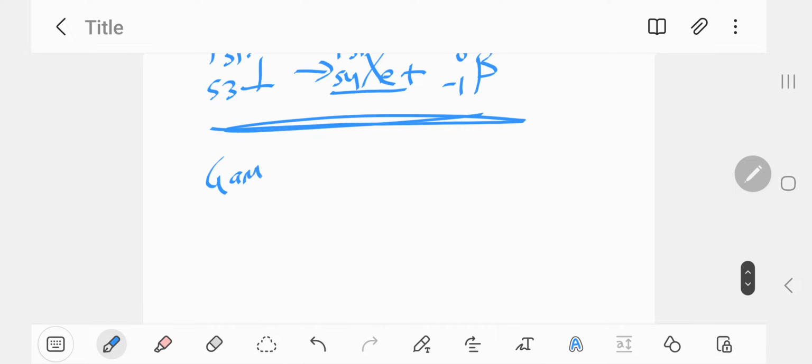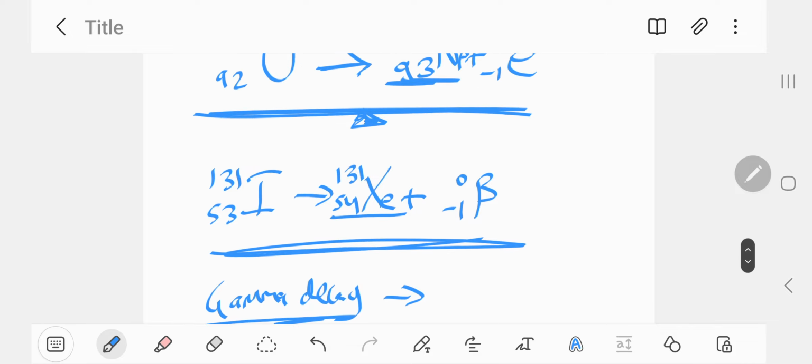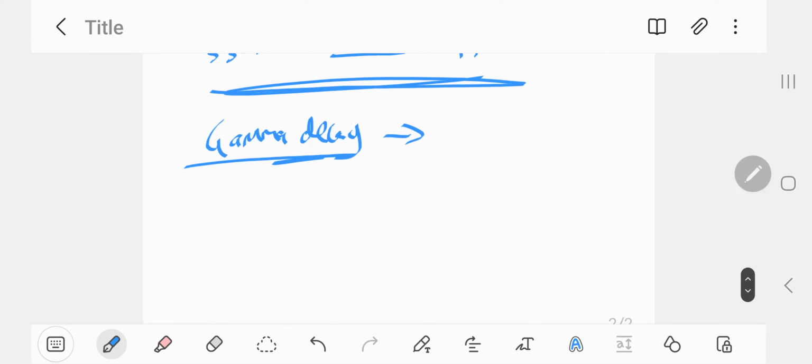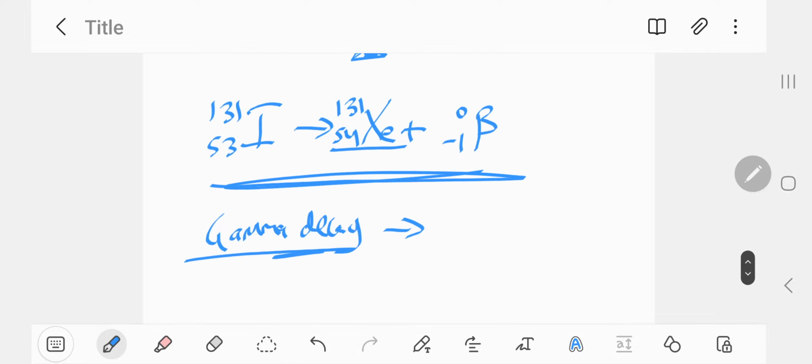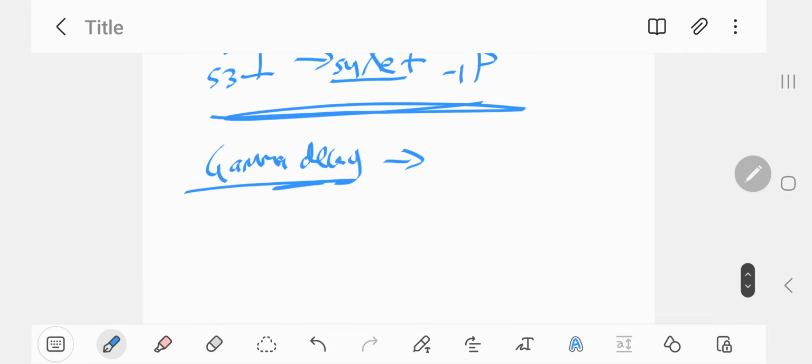Last one, let's do gamma decay. Gamma decay is actually the easiest out of all of them. If you forget everything else, don't forget gamma decay. Gamma is actually the easiest. If you don't know how to do beta or alpha decay in an exam, you should be able to do gamma decay. It's the easiest.